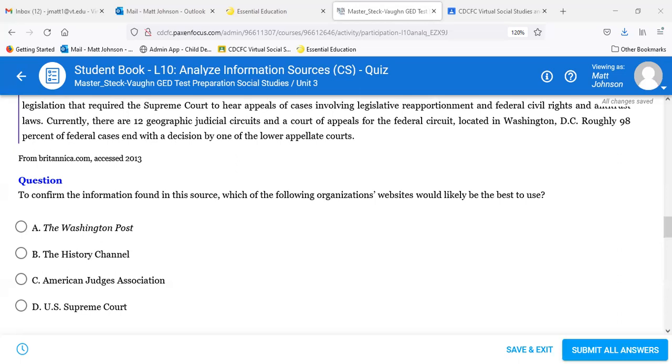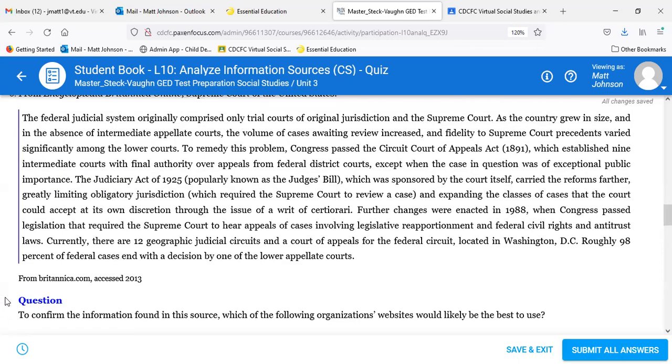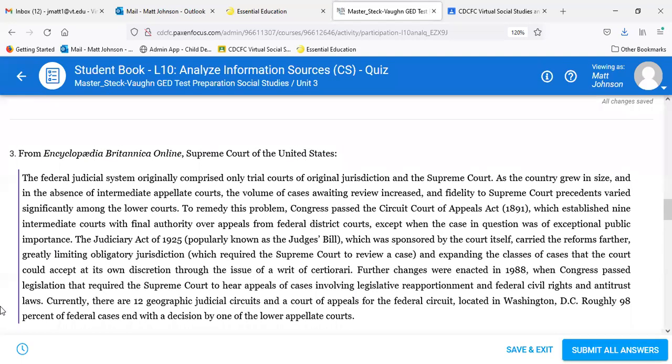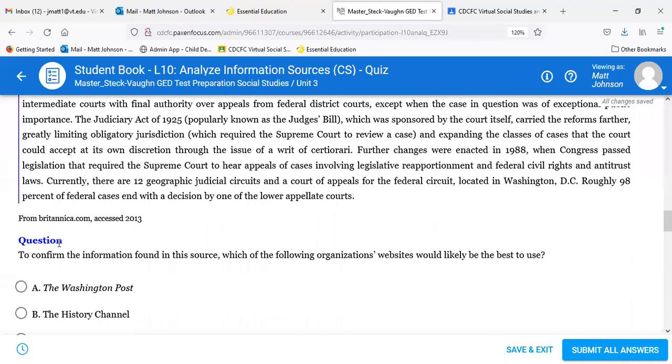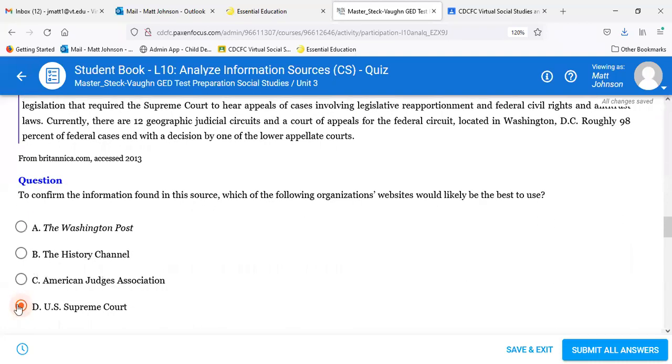Is it B? So it's D. D is in dog. So here we're dealing with information about the Supreme Court and some of the lower courts. If we wanted to verify that information, if we wanted to fact check the Britannica site and look for information elsewhere, a good place to start would be the U.S. Supreme Court website. So it's probably like ussupremecourt.gov, whatever it may be.